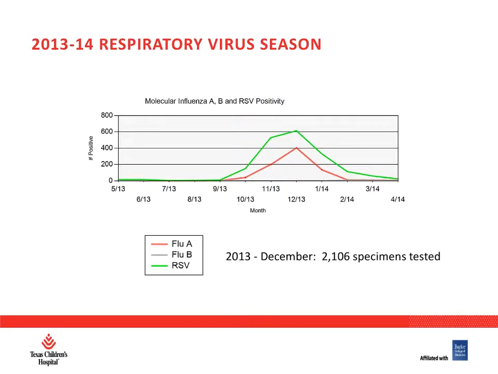And that month, we tested about 2,100 respiratory specimens by PCR. And if you can see the numbers here, about 400 of those were positive for flu A, and about 600 were positive for RSV. So almost 50% of our respiratory specimens in December of 2013 were positive for either flu or RSV.